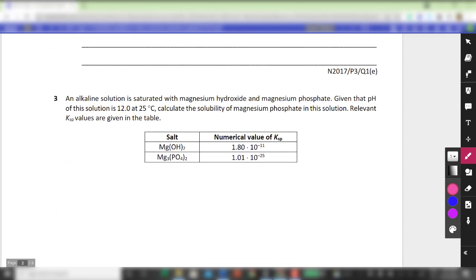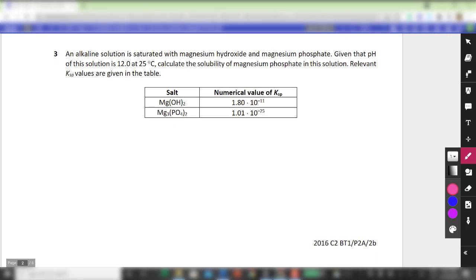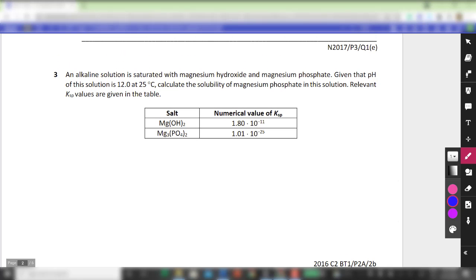You roughly have a sense of what exactly is going on when we are dealing with KSP. Okay, then finally we are looking at question 3. For question 3, you were told that an alkaline solution is saturated with magnesium hydroxide and magnesium phosphate. So you probably want to take note of these two salts. Of course, magnesium hydroxide is not really a salt, but it's a hydroxide.